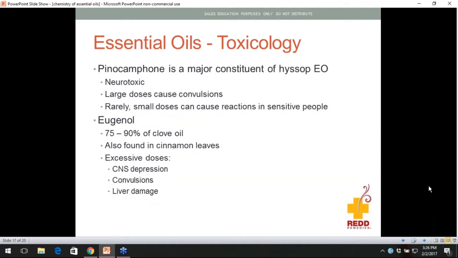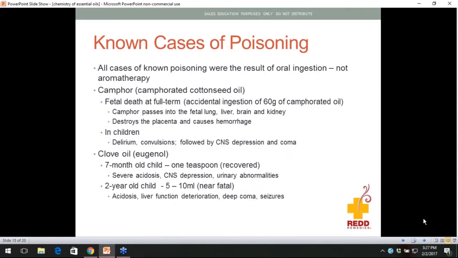So pinocamphone is another constituent that is a known toxin. This is the major constituent of hyssop essential oil. It's neurotoxic, causes convulsions. Eugenol, that's the main ingredient in clove essential oil. It's also found in cinnamon leaves. So big doses of eugenol or clove oil will cause central nervous system depression, so trouble breathing, convulsions, liver damage.